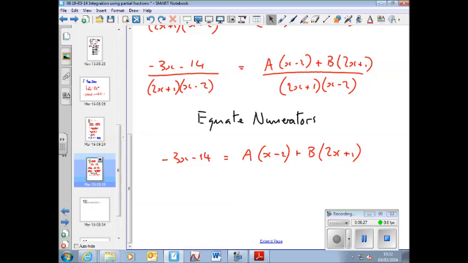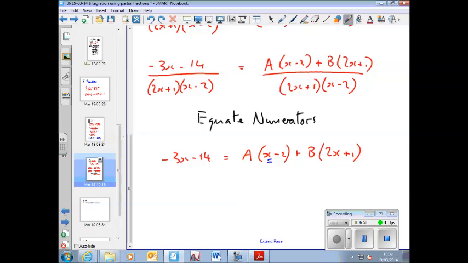Now we've got to try and find out what a and b are. To do that we assign values to x. Whatever x is in here, it's the same here. So if I let x take any value at all, minus 3 times x minus 14 has got to equal a times (x minus 2) plus b times (2x plus 1), according to this. So we assign values to x to make life easy for ourselves.